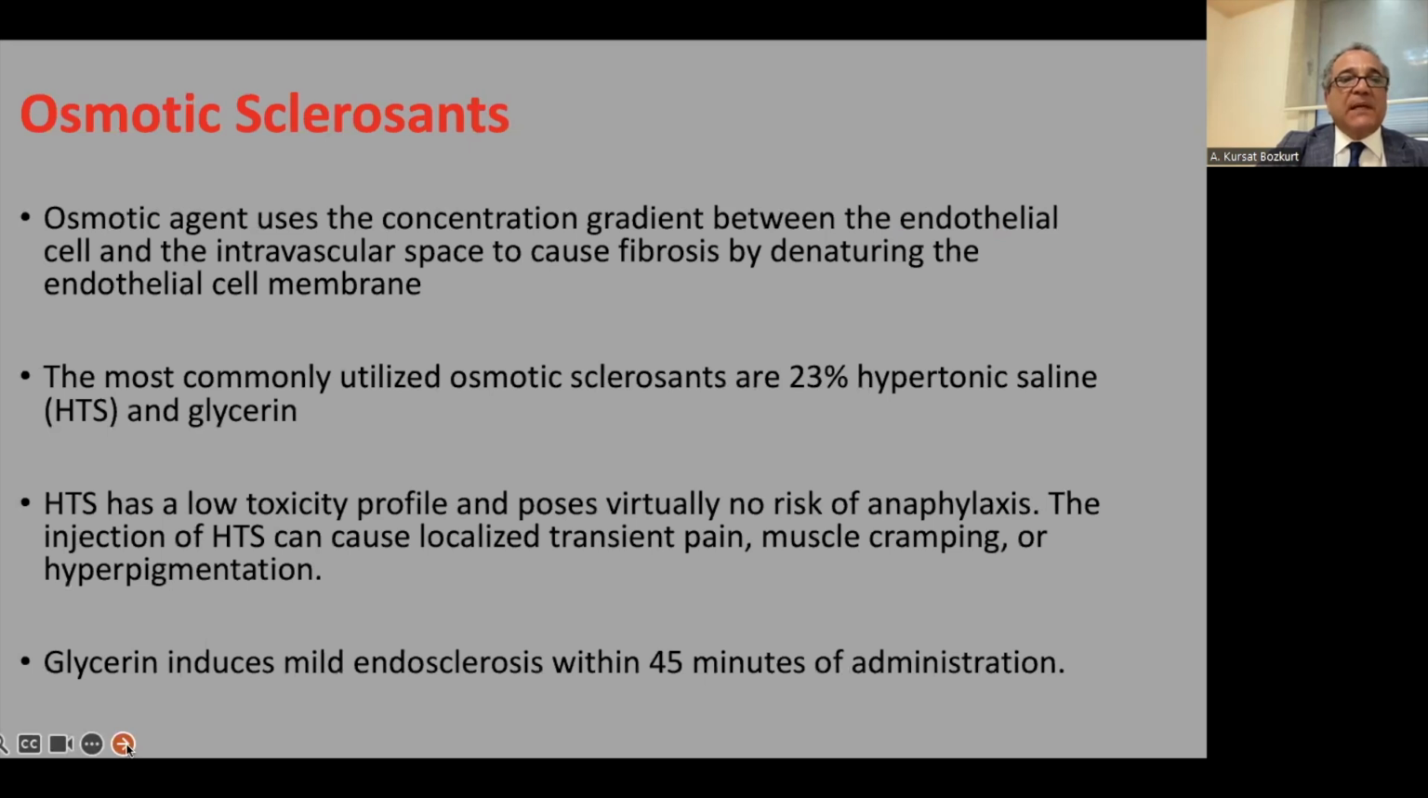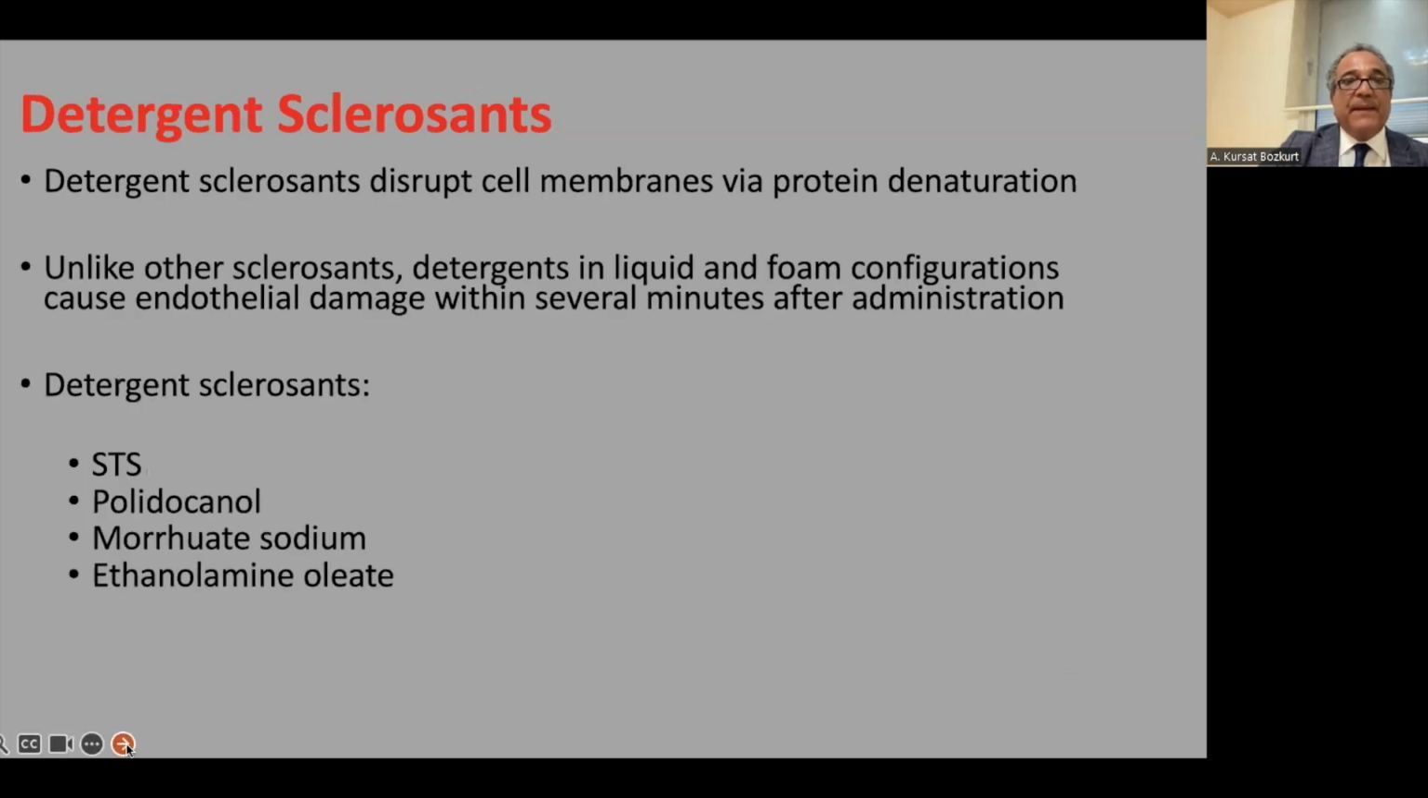We do use sometimes osmotic sclerosing agents. They do cause a concentration gradient between the endothelial cells and the intravascular space, and it then causes fibrosis. Hypertonic saline is the most commonly used one, and glycerin is the second one. HTS has a low toxic profile, and actually there is no risk of anaphylaxis, but injection of the drug may cause some pain, muscle cramps, or sometimes hyperpigmentation.